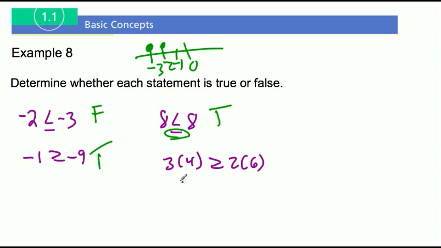And 3 times 4 is 12, is 12 greater than or equal to 12? Well, yeah, 12 is equal to 12. So that's going to be true right there as well.